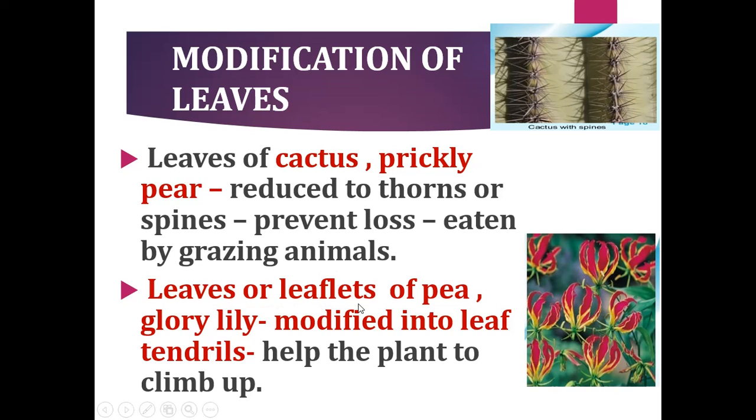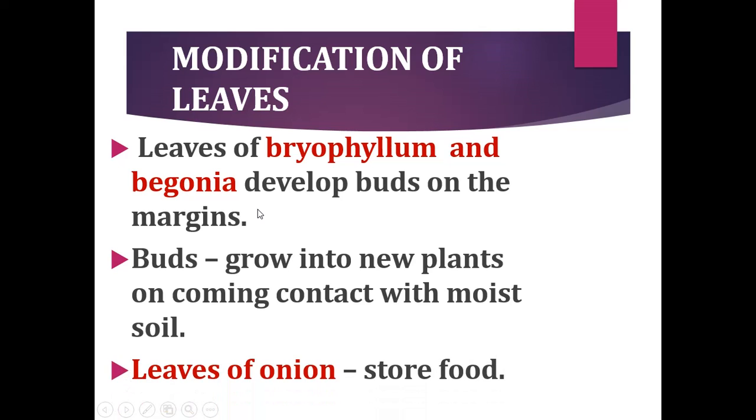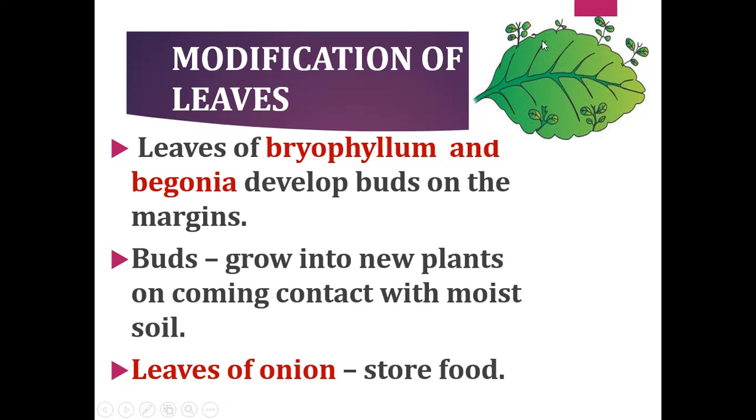Now, leaves or leaflets of plants such as pea plant and glory lily are modified into leaf tendrils, which help the plant to climb up. So here you can see the picture of glory lily. Next, leaves of bryophyllum and begonia develop buds on the margin. So here you can see the picture of bryophyllum, which develops buds on the margins of the leaf. When these buds come in contact with moist soil, they will grow into new plants.